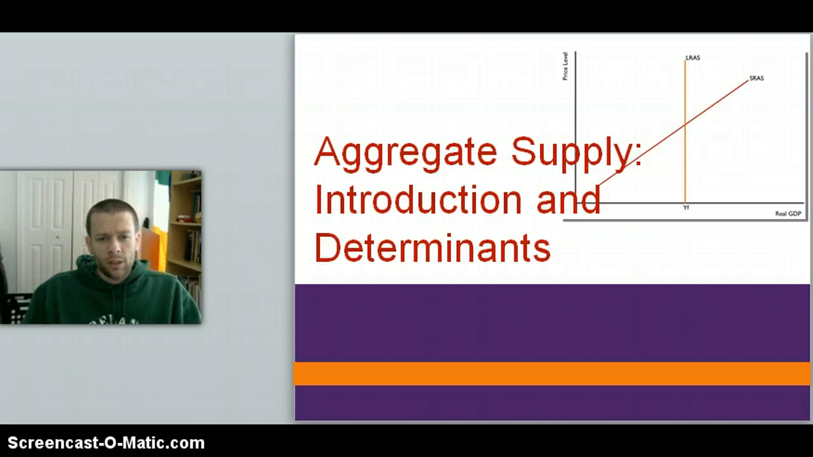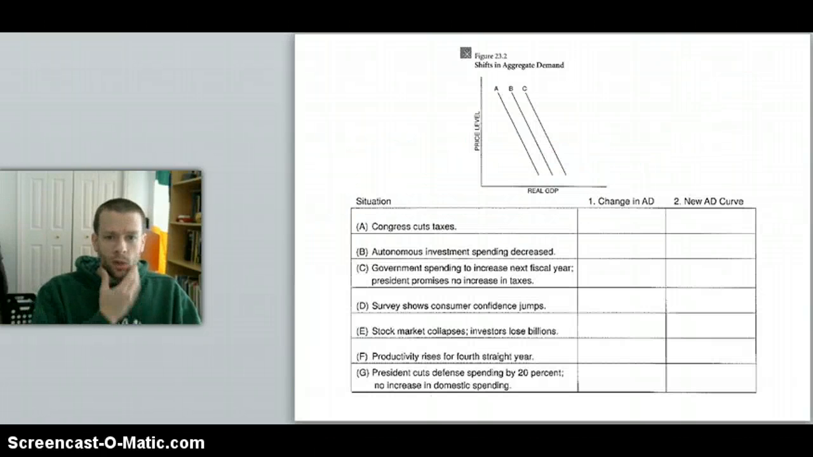We're going to move on here and talk about aggregate supply. We've been covering aggregate demand in class, so the next piece of the puzzle that we need to look at is aggregate supply. But before we do that, I just want to review in your homework what shifts the aggregate demand curve. There are a couple key distinctions that we want to draw with aggregate supply, so this will be a good chance for a review. So go ahead and answer the questions in your homework.